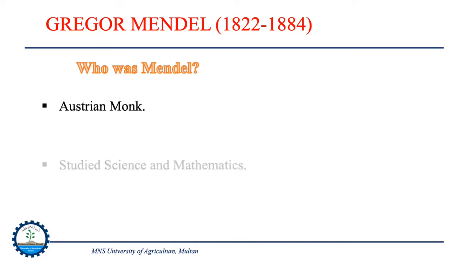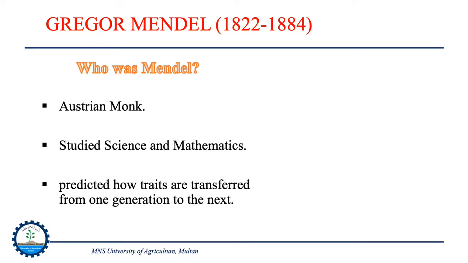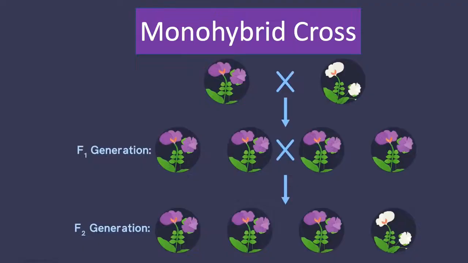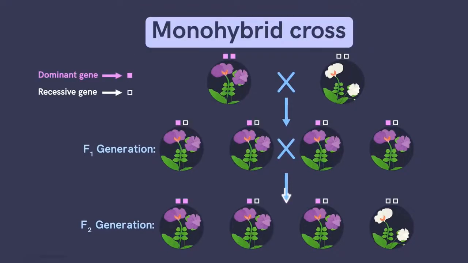Mendel was an Austrian monk who was basically a student of science and mathematics. He predicted how traits are transmitted from one generation to another, and Mendel studied these traits in pea plants. After his experiments of monohybrid and dihybrid crosses, Mendel concluded that there are certain factors that are passed from one generation to another. Mendel explained this phenomenon with the help of his first law in genetics. The first law in genetics is called the law of segregation.